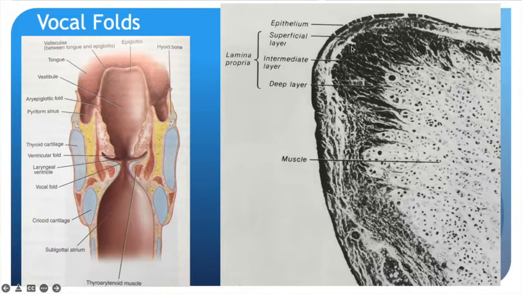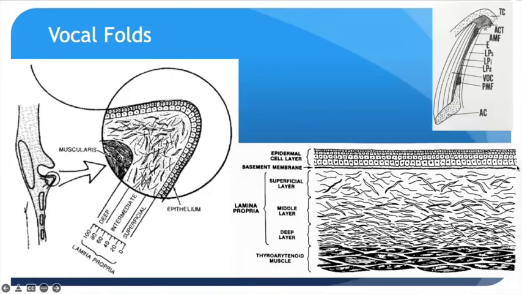And then there are 3 layers of lamina propria, a superficial, an intermediate, and a deep layer, and then a muscle. You can kind of see it schematicized here. So the epithelial skin layer, the superficial, intermediate, and deep layers of lamina propria, and then the muscle. So the epithelium is basically like skin. It's very, very thin. The superficial layer of lamina propria is also referred to as Reinke's space.